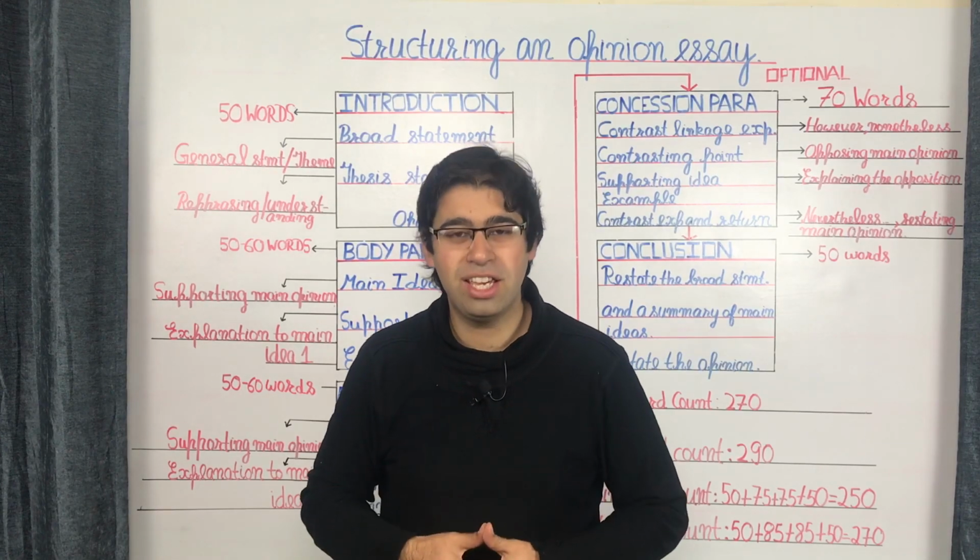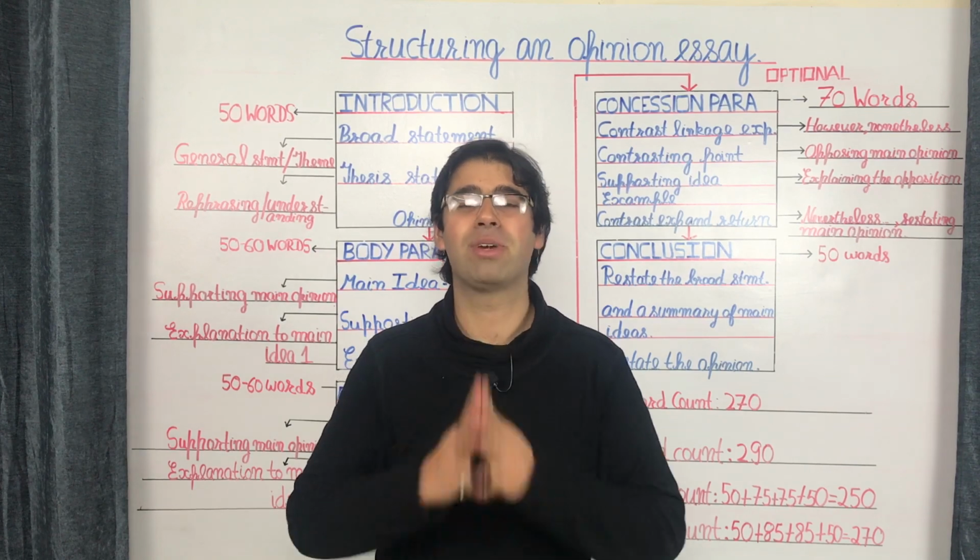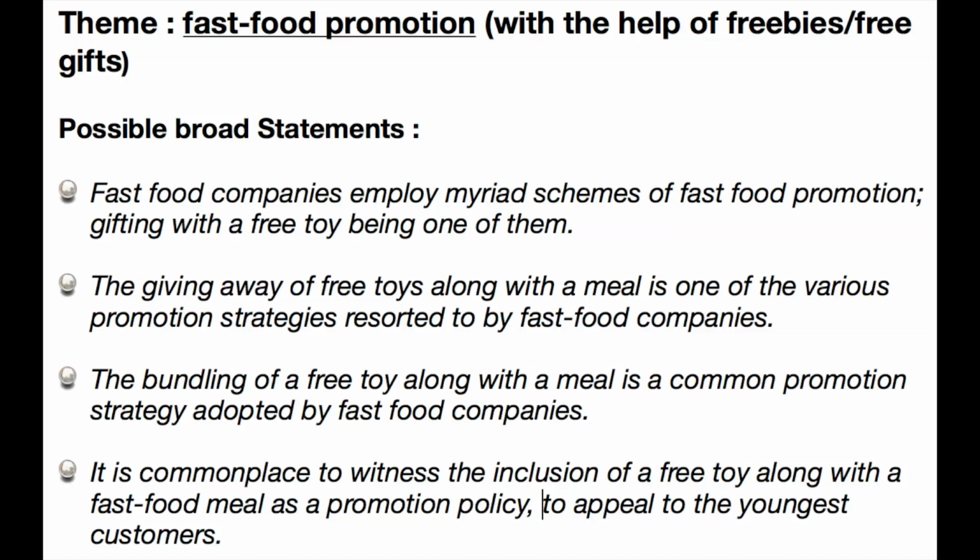Now that we have our theme, we're going to formulate the broad statement around that very theme. Let's have a look at some possible broad statements here. Now with the theme as fast food promotion, we have four suggestions here for the broad statement, out of which you may choose any one for your essay. Let's have a look at the first one, which is: fast food companies employ myriad schemes of fast food promotion, gifting with a free toy being one of them.